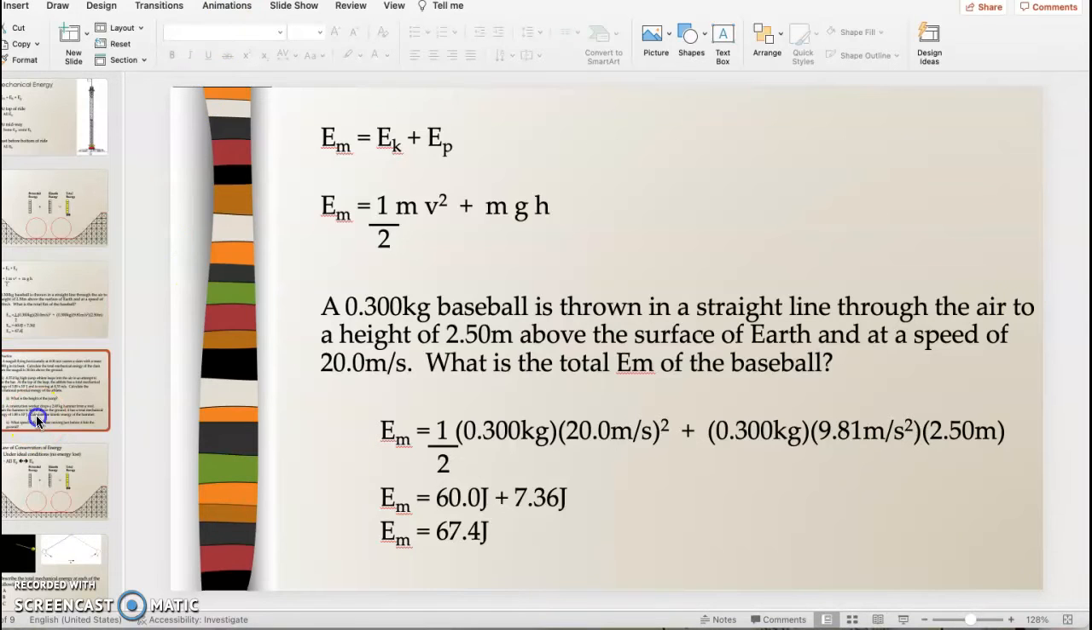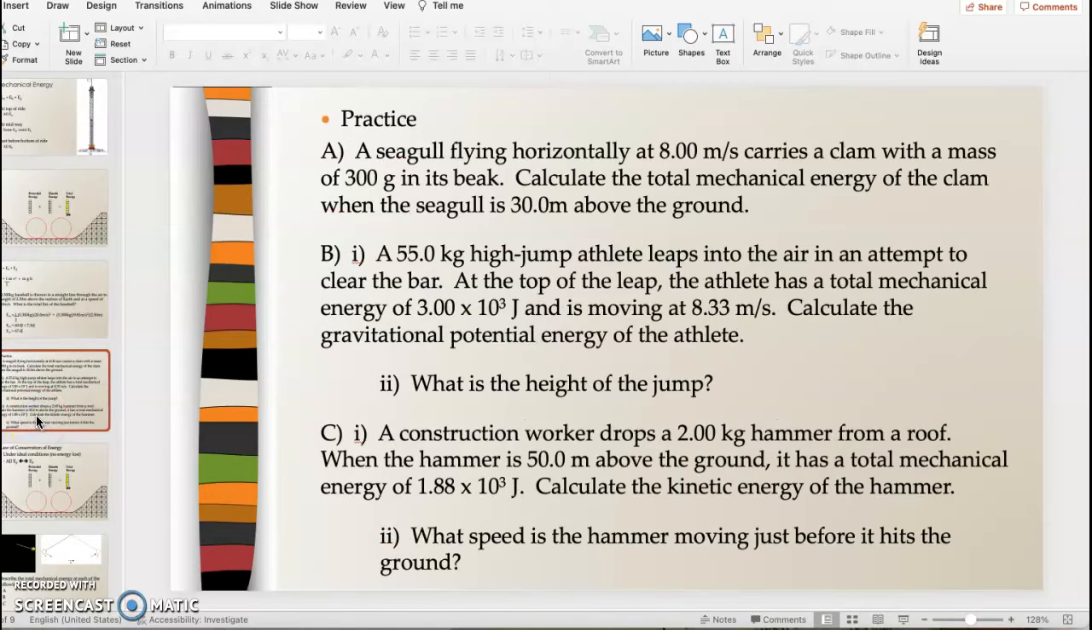Let's do some more. We have 4 minutes before my recording quits, so let's see if we can do it. Let's have a race. A seagull flying horizontally: speed, 8 meters per second. Mass, 300 grams. Height, 30 meters.